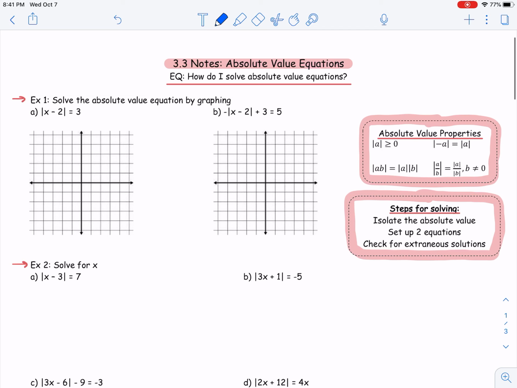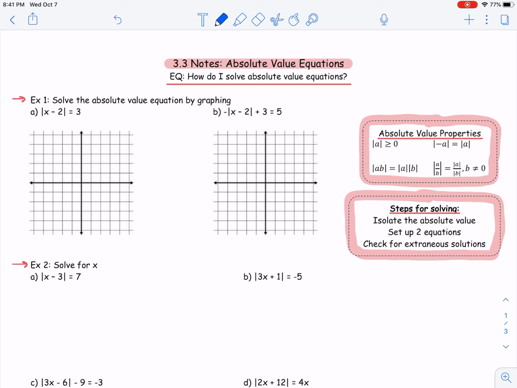We are going to be solving absolute value equations. So we have learned our transformations. We have applied those transformations to the absolute value graph. And so now we're actually going to solve those absolute value equations. So in the first example, we are actually going to solve the absolute value equation by graphing.